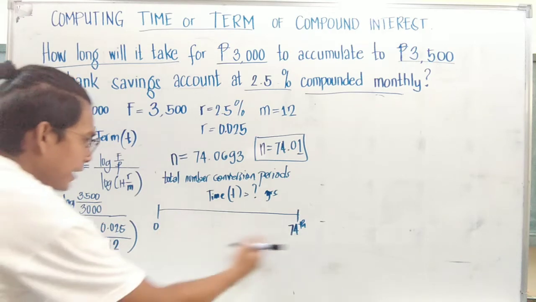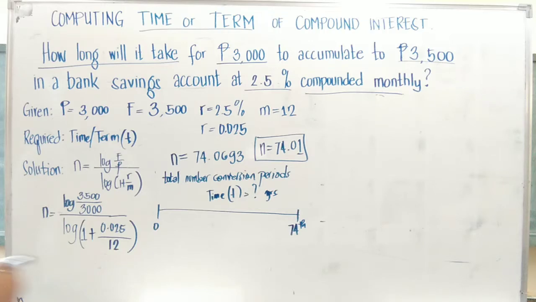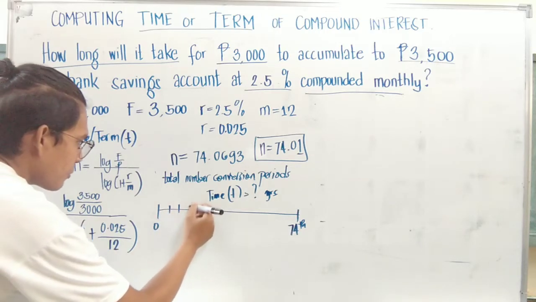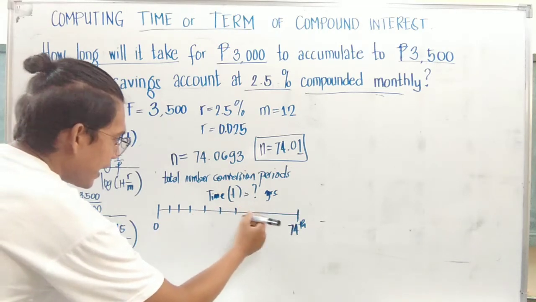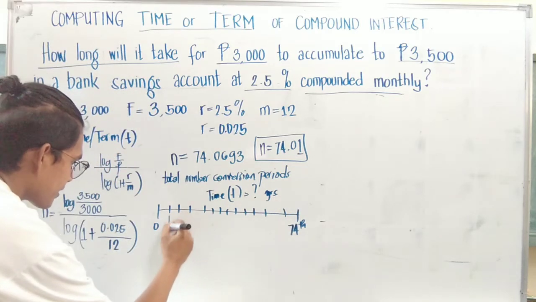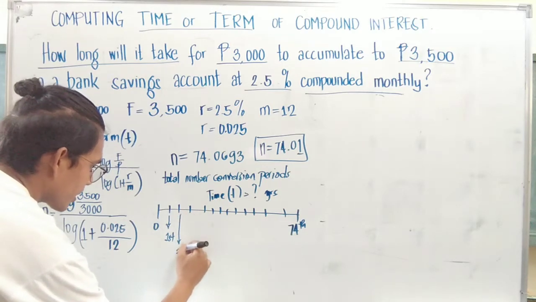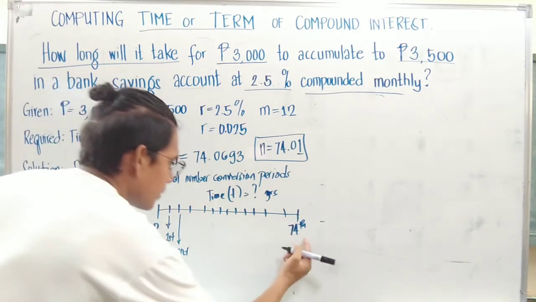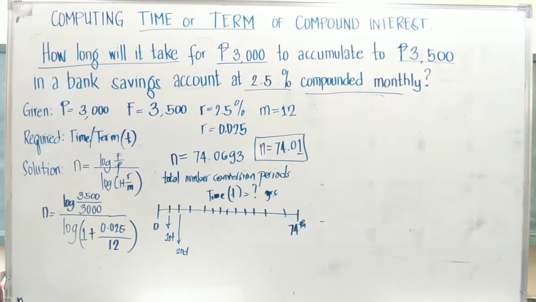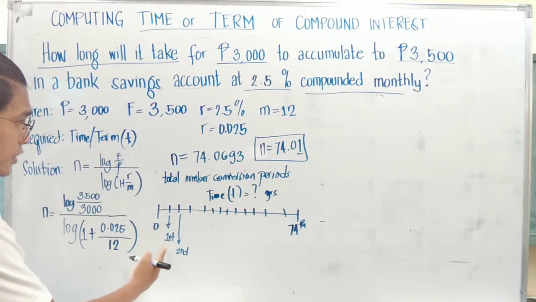So if we will divide the whole term of your savings account, it will be 74 parts. Okay? So it will be the first, second, the third, and so on to 74. Okay, question is, how much time do we have for us to reach this first conversion?